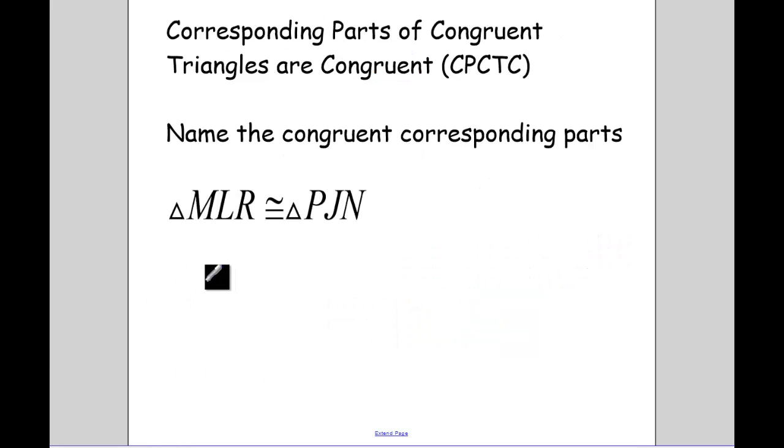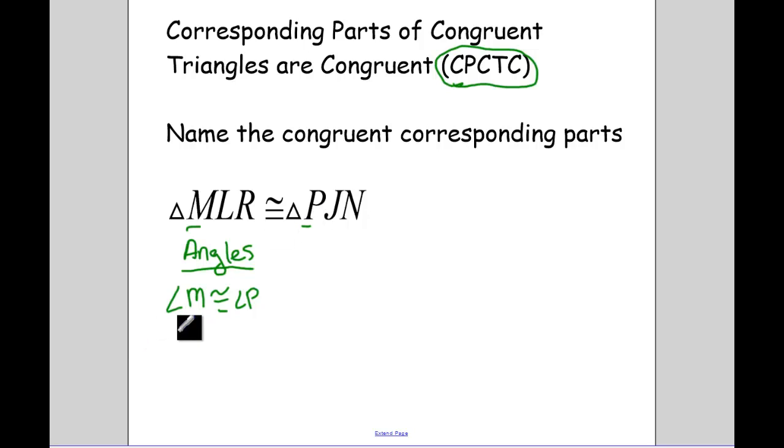So now, corresponding parts of congruent triangles are congruent. This is going to be a reason in proofs. Corresponding parts. So let's name our corresponding parts. Let's do our angles. Because corresponding parts of congruent triangles are congruent, angle M is corresponding to angle P, because they're listed first, so those are going to be congruent. Angle L is congruent to angle J. Angle R is congruent to angle N.